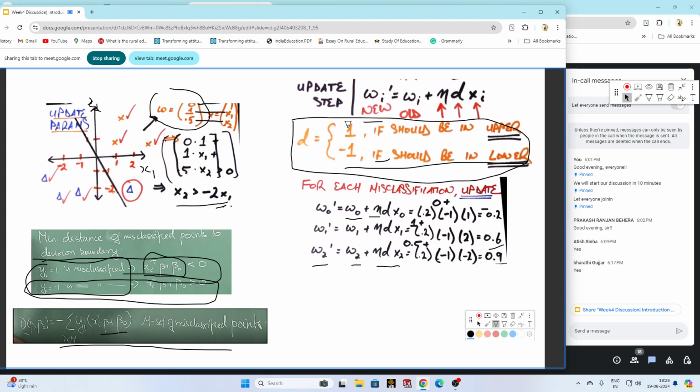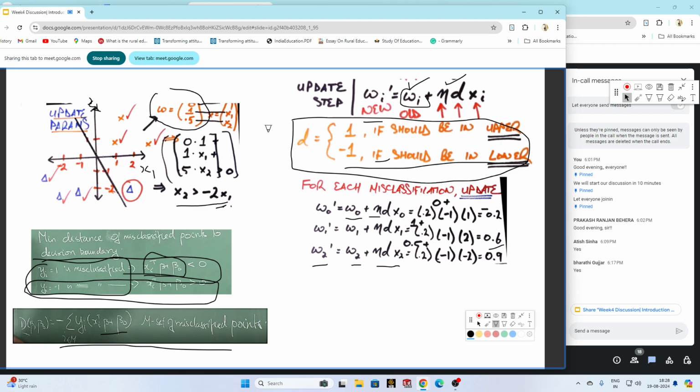Now how this d is decided, that is the main question. We have wi as the initial weights, so wi is w naught, w1, w2. We have eta, which can be selected. In this question it is selected as 0.2. So eta is the learning rate. We also have xi. Xi will be dependent on the coordinates of the misclassified point.